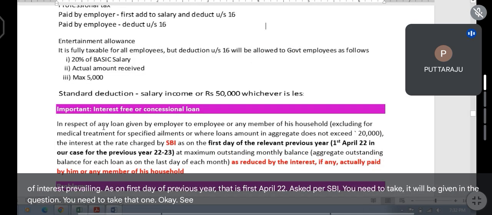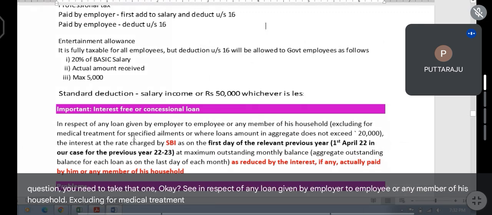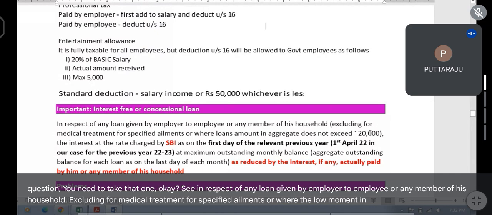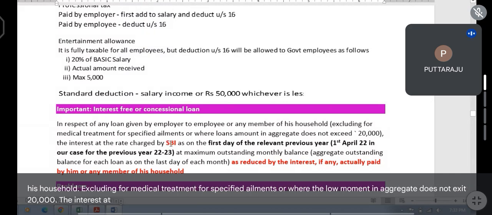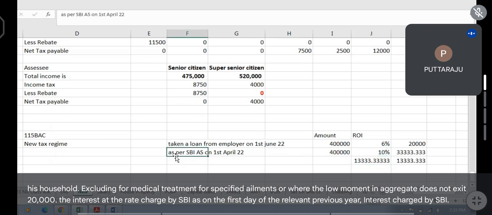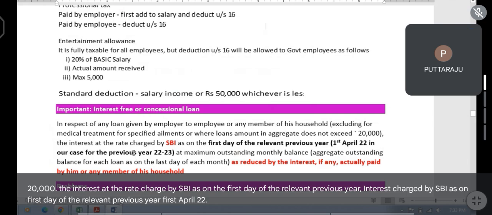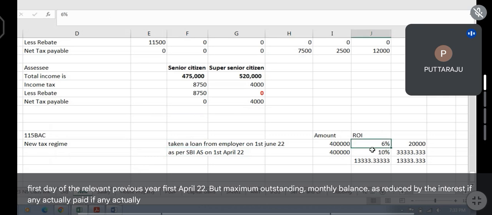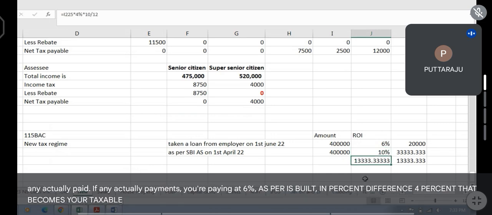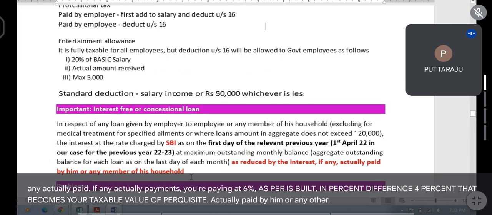See, in respect of any loan given by employer to employee or any member of his household, excluding for medical treatment for specified ailments or where the loan amount in aggregate does not exceed 20,000, the interest at the rate charged by SBI as on the 1st day of the relevant previous year, 1st April 22, at maximum outstanding monthly balance as reduced by the interest, if any, actually paid. If any actually paid means you are paying at 6%. As per SBI 10%, difference 4%. That becomes your taxable value of perquisite. Actually paid by him or any other household member. Understanding?